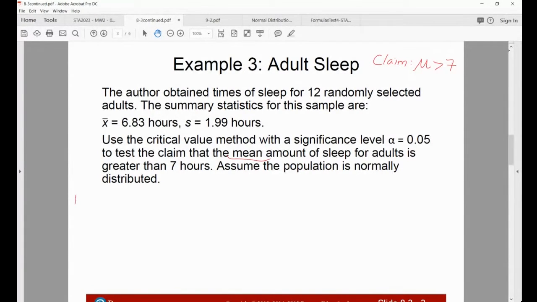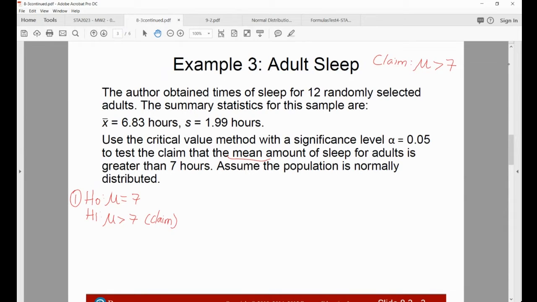So now we can write the null hypothesis and the alternative hypothesis. Where do we write the claim? In the null hypothesis or in the alternative hypothesis? In the alternative, because we have the greater than symbol. So what would be the null hypothesis? That the mean is equal to 7. Always in the null hypothesis, we use the equal sign. So in this case, the claim is in the alternative.